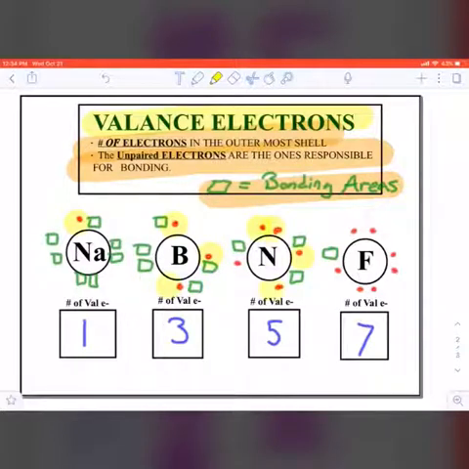Nitrogen is in family 5. It has 5 outer shell electrons. And fluorine has 7, so it has 7 outer shell electrons. What's important to notice, and that's the part you should understand at this point, is how we got the number of valence electrons: by looking at the periodic table, looking at their family.